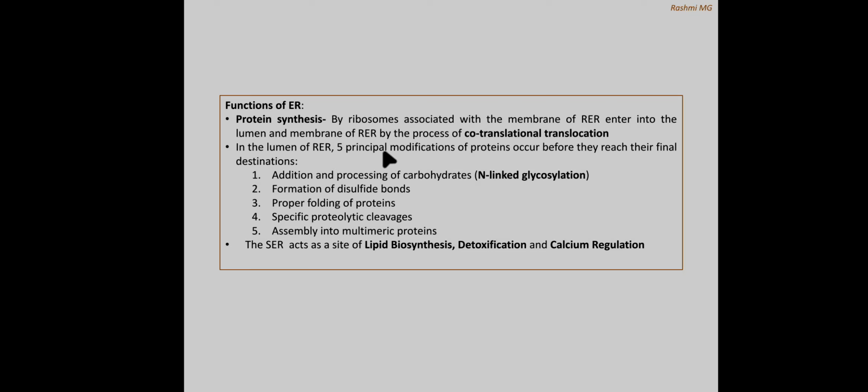In the lumen of RER, 5 principal modifications of proteins occur before they reach their final destination. These 5 modifications are, first, addition and processing of carbohydrates. Here N-linked glycosylation happens, that is N-acetyl glucosamine. Just remember this, N-acetyl glucosamine. You can remember it as NAGA. This N-acetyl glucosamine is added to the amino acid of the protein, which will be dealt with in the further slides.